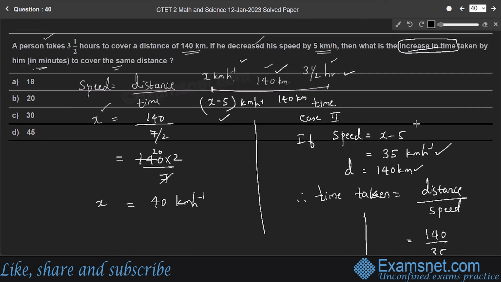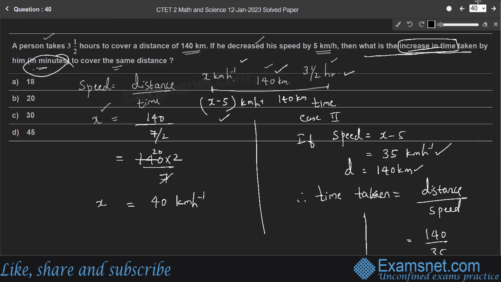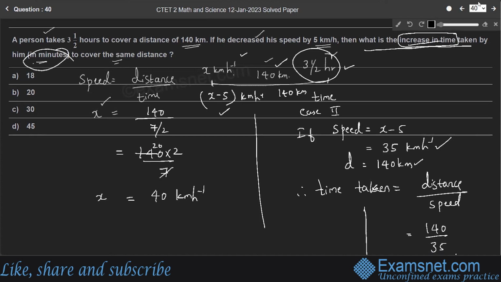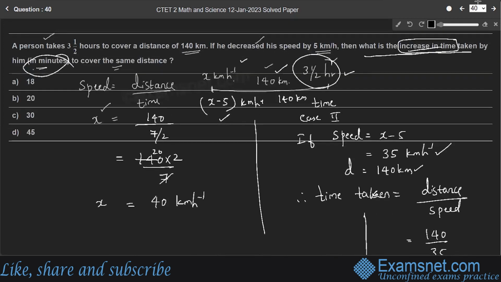Here the question is, what is the increase in time taken by him in minutes? So in the first case, he took 3.5 hours. In the second case, he took 4 hours. So the increase in time means 4 minus 3.5, so half an hour is the increase in time. In minutes, it is 30 minutes, since half an hour means 30 minutes. Therefore, Option C is the right answer. To cover the same distance, the person took 4 hours. Therefore, the increase in time is half an hour or 30 minutes. Option C.